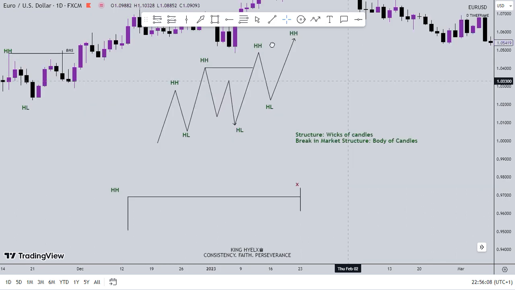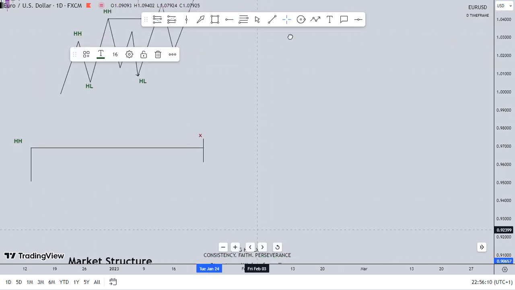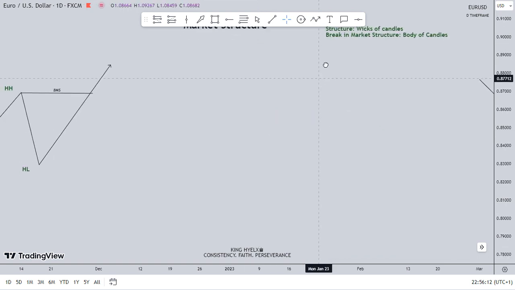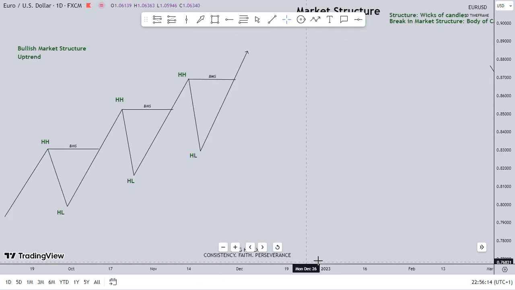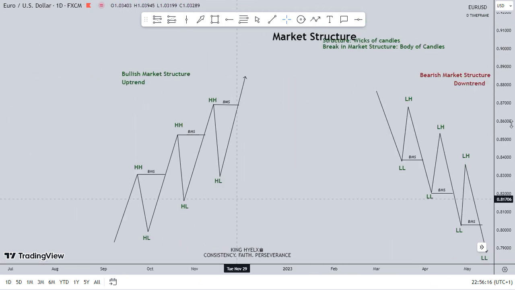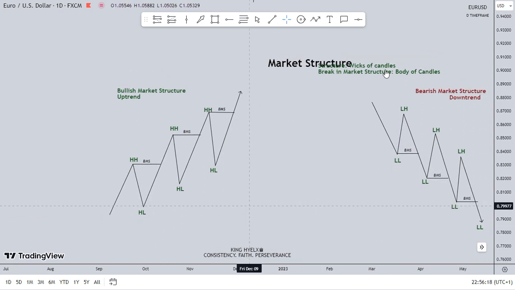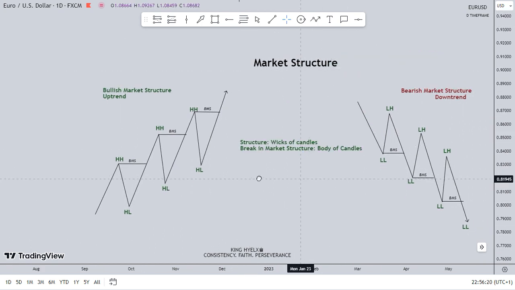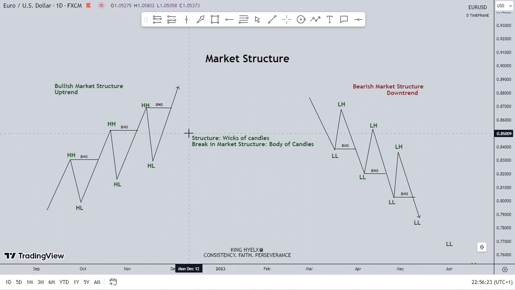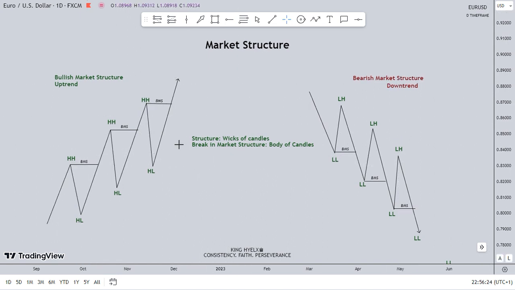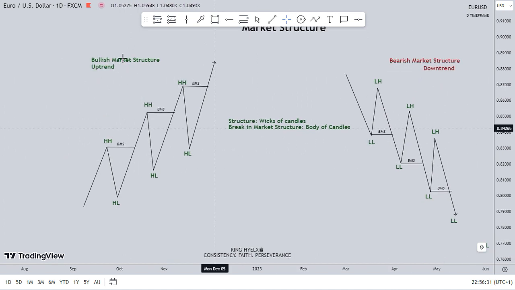So what have we understood? Let's go back to this point here. All right. So we've understood that we have two types of market structure. We have a bullish market structure and we have a bearish market structure. When we're having a bullish market structure, we are said to be in an uptrend. When we're having a bearish market structure, we are said to be in a downtrend, right? And a bullish market structure is characterized by the market forming higher highs and higher lows, right?